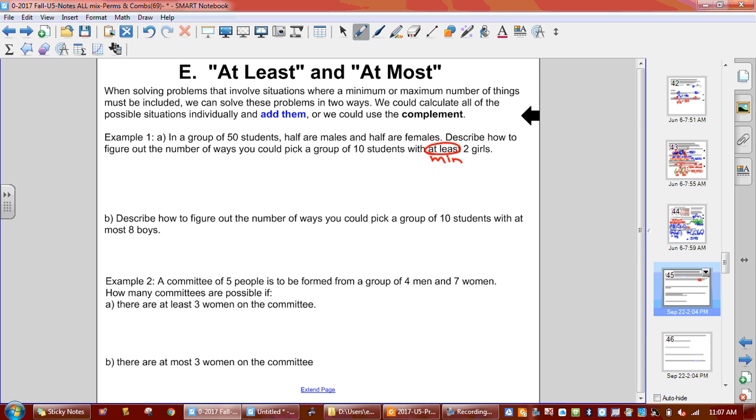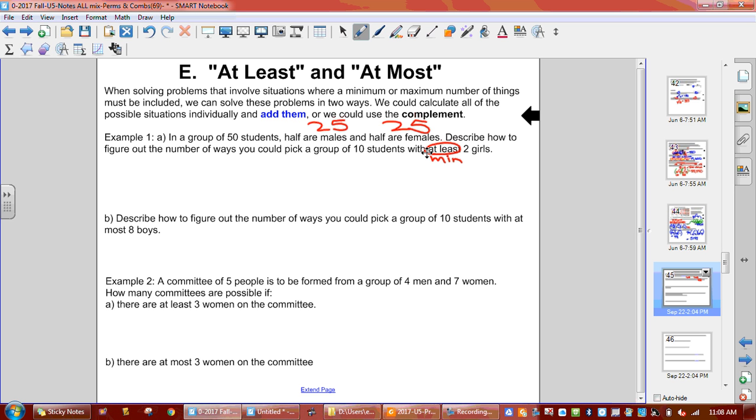Well, we have 50 kids, half are males, half are females. So that means 25 are boys, 25 are girls. And we want to pick a group of 10 with a minimum of 2 girls. So this is where we have to add the multiple cases, because there's multiple different cases we have here. Now, we can take each individual case and then add the totals together. Or, the other way we looked at yesterday is do the total number and then subtract the complement. And that sometimes is easier because it's less work. So, that is what we're going to do.